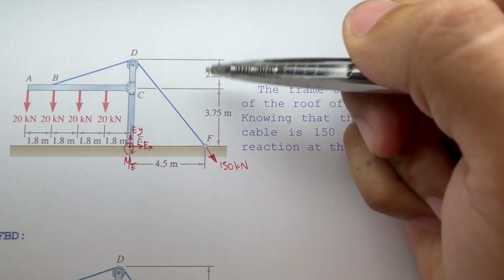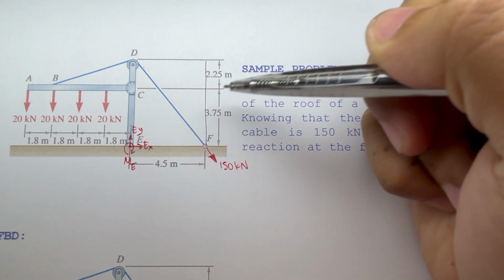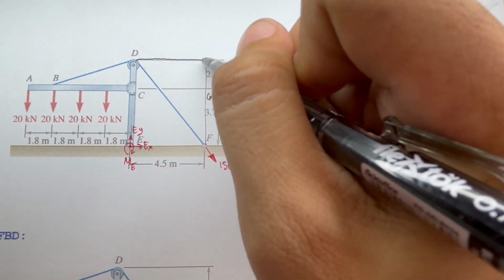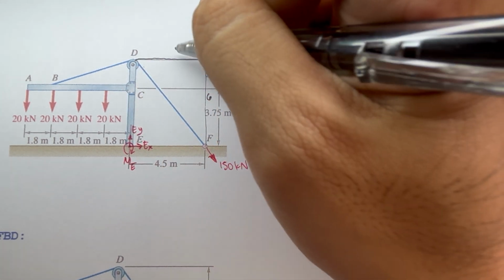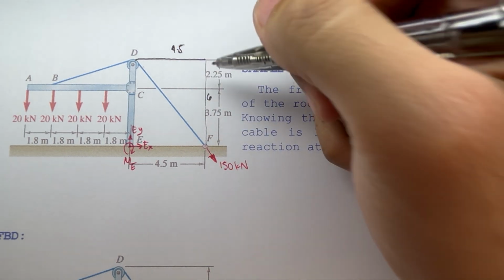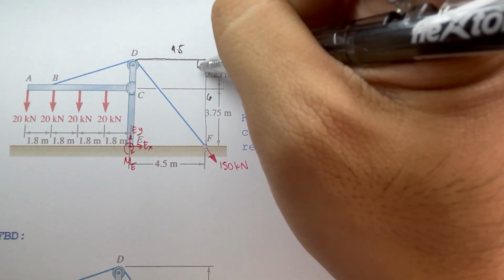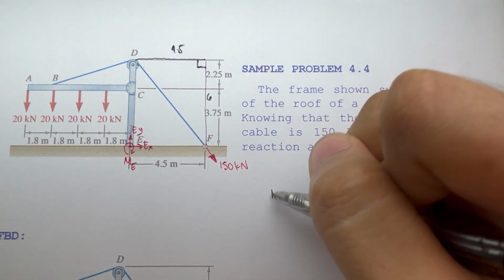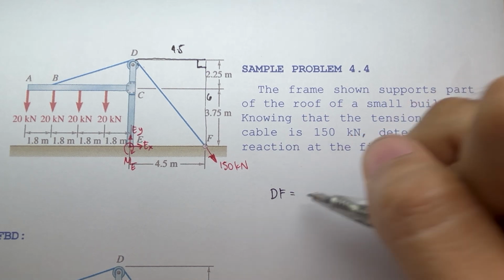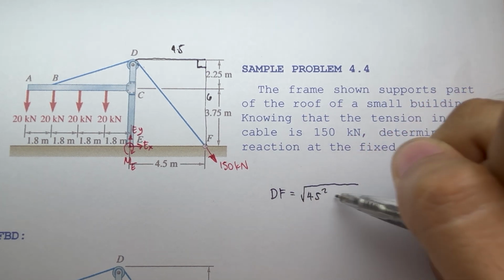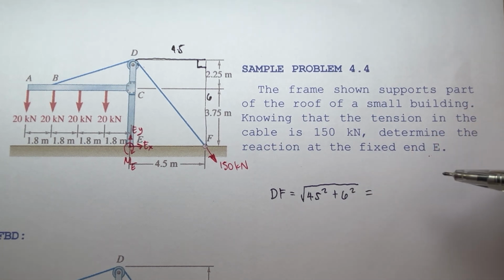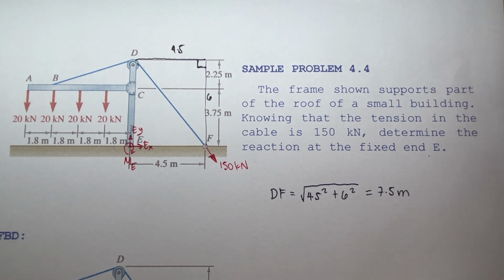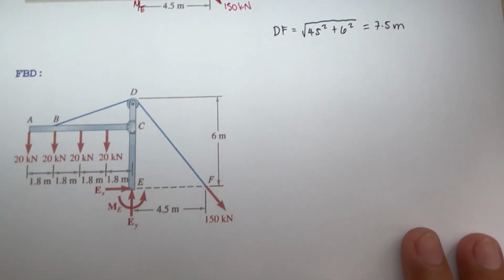the distance from this point to here is 2.25 plus 3.75, that is 6. And this distance at the top here is 4.5. Observing that this forms a right triangle, we can conclude that this hypotenuse is just the distance from D to F, equal to the square root of 4.5 squared plus 6 squared. And DF is equal to 7.5 meters. Okay? Somehow our FBD would look like this.